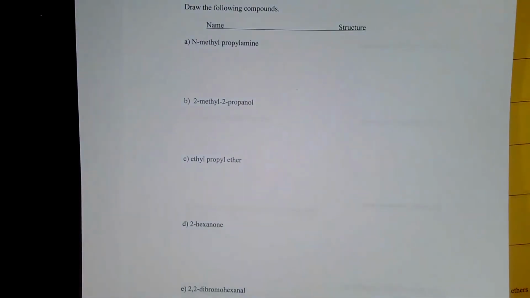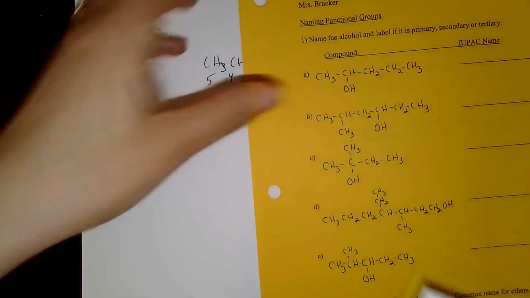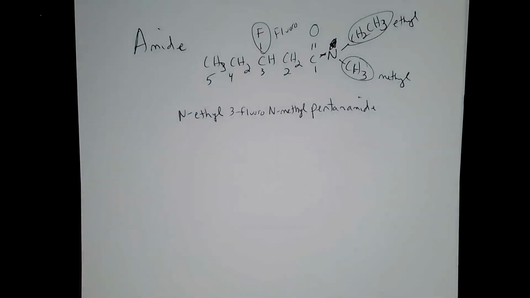And then this one here is the name, and then you got to draw it. So again, it's just going backwards in your head. Those 2 worksheets are the ones that I put for practice.